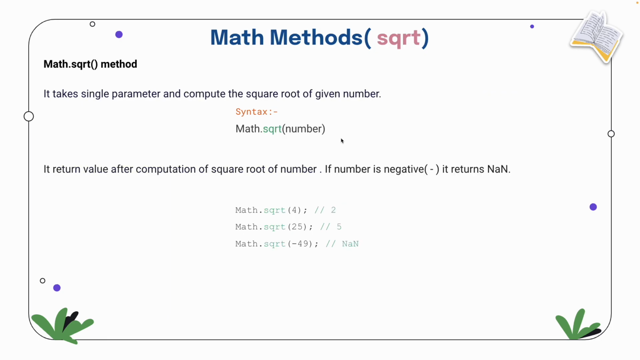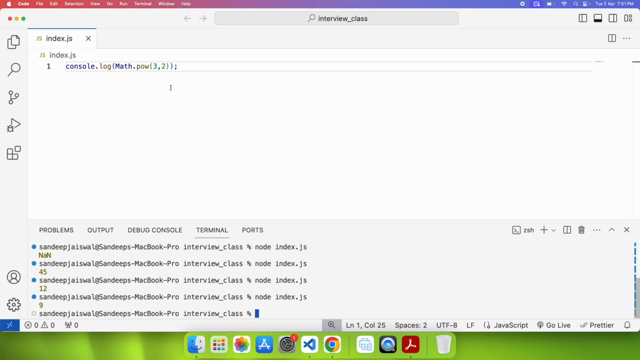Next method is square root. Square root is nothing but finding the square root of a number. Already you have studied it in your maths classes. Like, see, the square root of 4 is 2, the square root of 25 is 5. But if you pass a negative number, it will give not a number. It will not take the square root of a negative number. It will just take a positive number's square root, and it takes only one parameter. So you have to keep in mind which method takes what parameter.